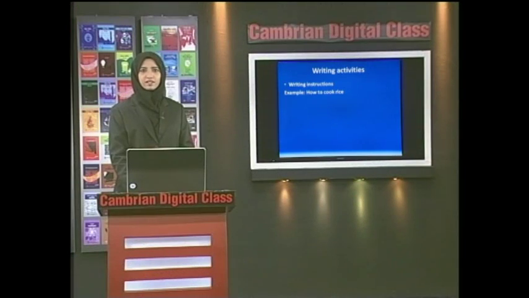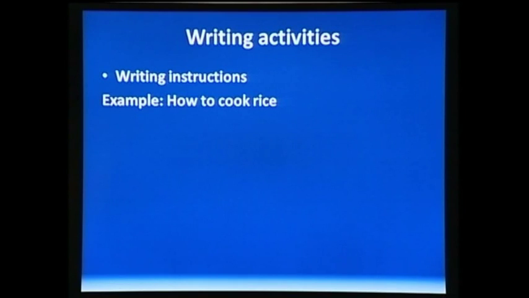Let us move on to our next slide. What are the writing activities we can do in class? Or for teachers, what writing activities do you give to the students? At first, you can give them activity on writing instructions. Example, how to cook rice. You can tell them, give me some instructions on how to cook rice. Or suppose your friend doesn't know how to cook rice, give them an instruction.